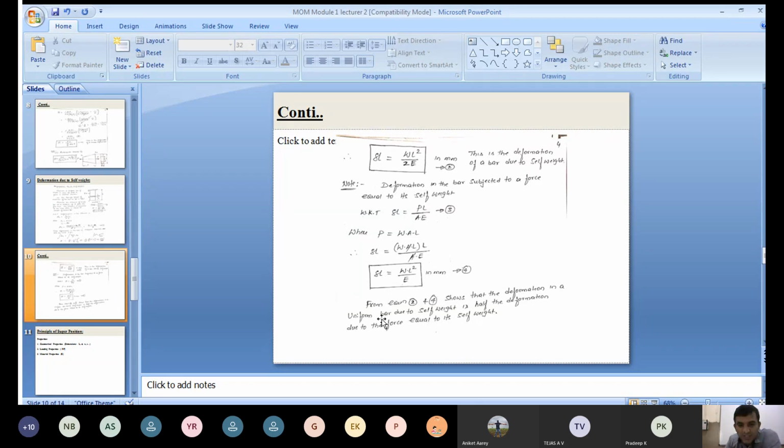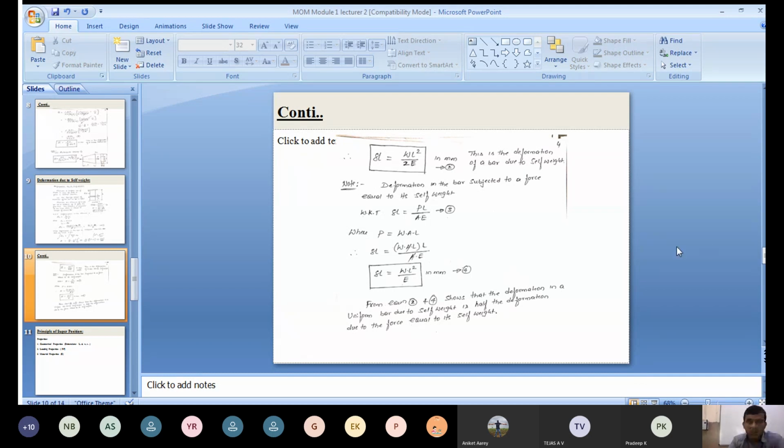Okay, now see below the statement itself. From equation 2 and 4 it is shown that the deformation in a uniform bar due to self weight is half of the deformation due to a force equal to the self weight. That means an external force applied on the body, equal to the self weight, deforms more as compared to deformation due to self weight. That is the statement here. Now remember these two equations.